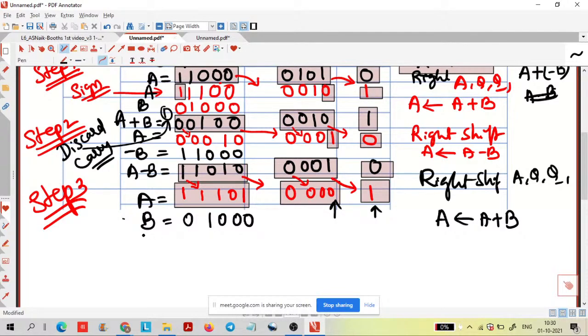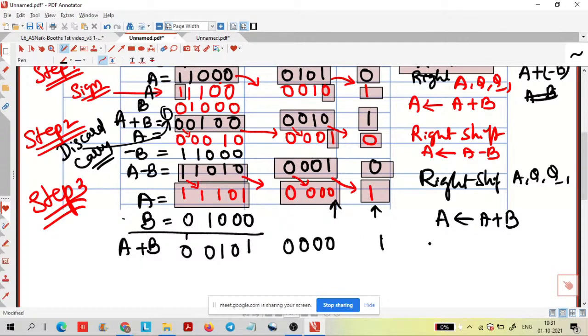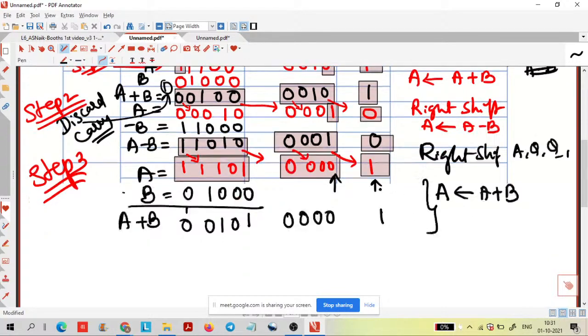ओके, नाउ यू परफॉर्म द एडिशन. 0 सॉरी 1. तो यहाँ क्या आएगा? 1 0 1 0 1 0. ये कैरी डिस्कार्ड इट, तो ये क्या हो गया? A प्लस B, एंड दिस कीप एज इट इज. Q का जो वैल्यू है यू कीप एज इट इज. ओके, नाउ दिस इज योर दिस पर्टिकुलर A प्लस B ऑपरेशन.